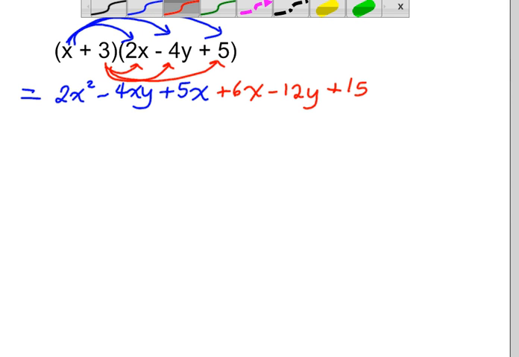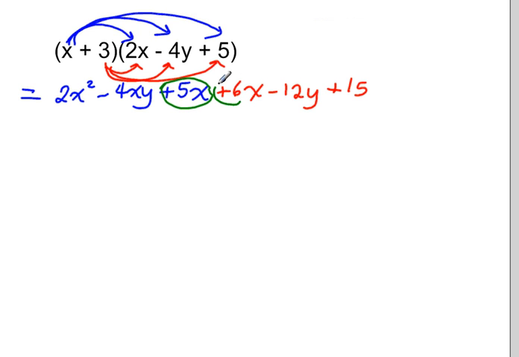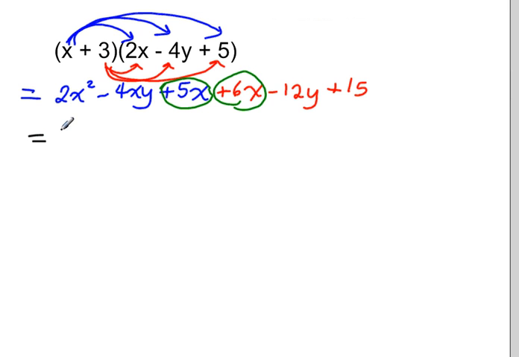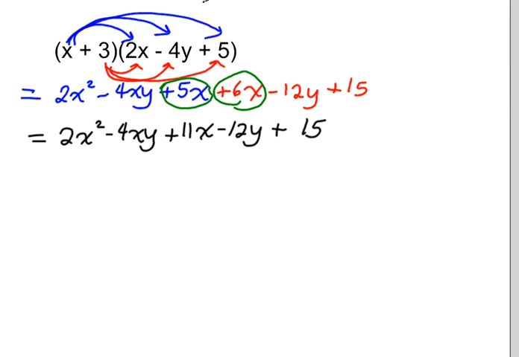So now I'm going to look for anything that is a like term. There is nothing alike 2x squared, there's nothing like xy, but there are two terms with an x. And so I'm going to collect my like terms and then write down what's left. Everything that wasn't a like term, I'm just going to write. Now 5x plus 6x is 11x. And in the end, I will get an answer that has no like terms remaining.